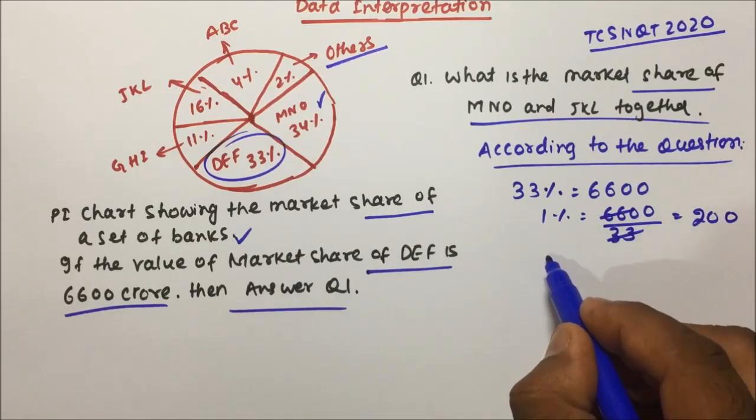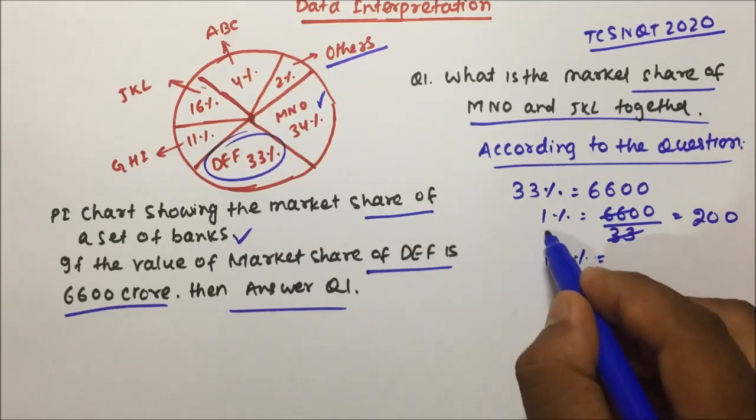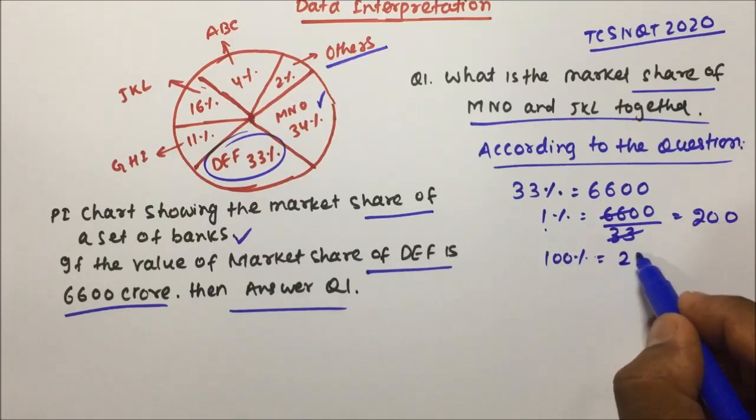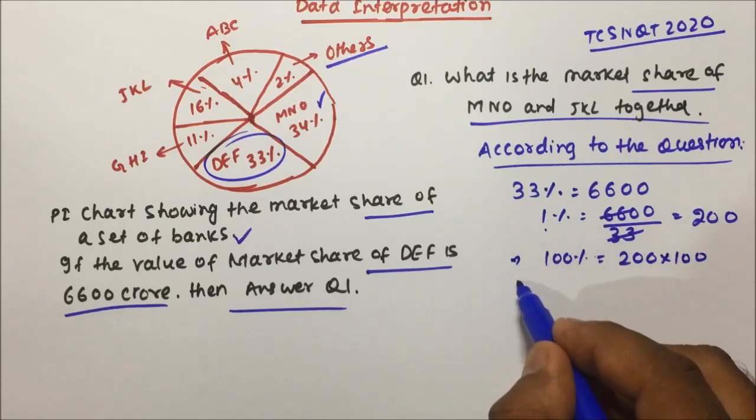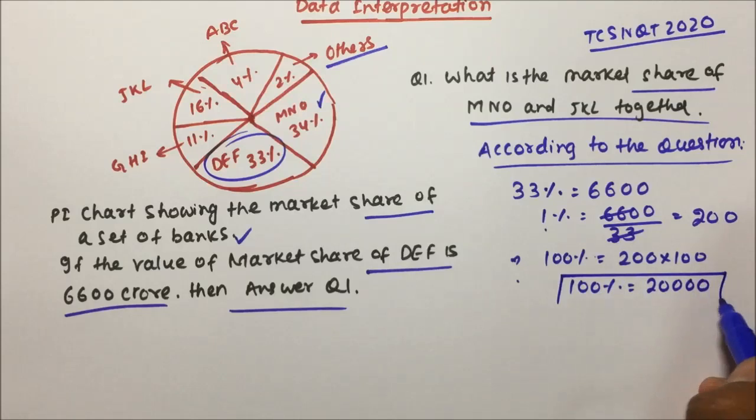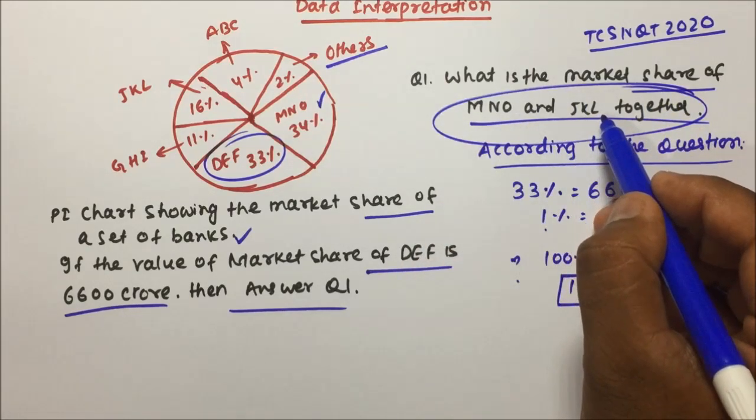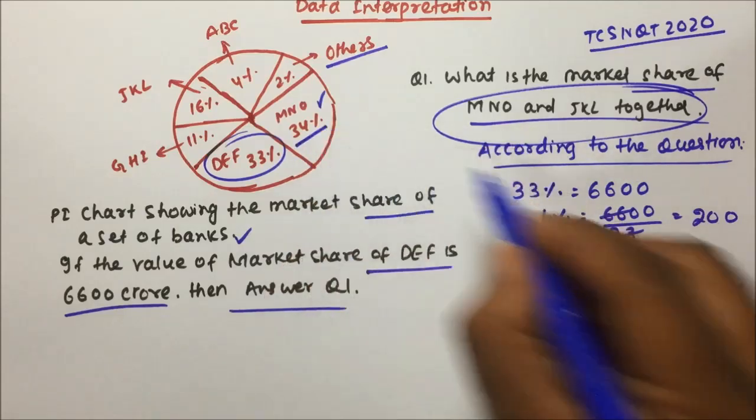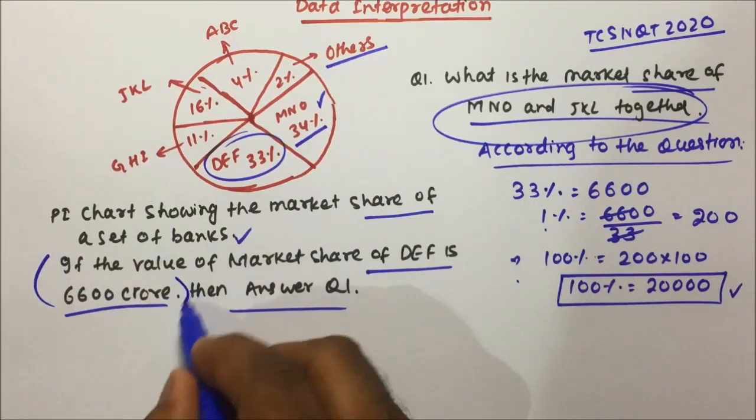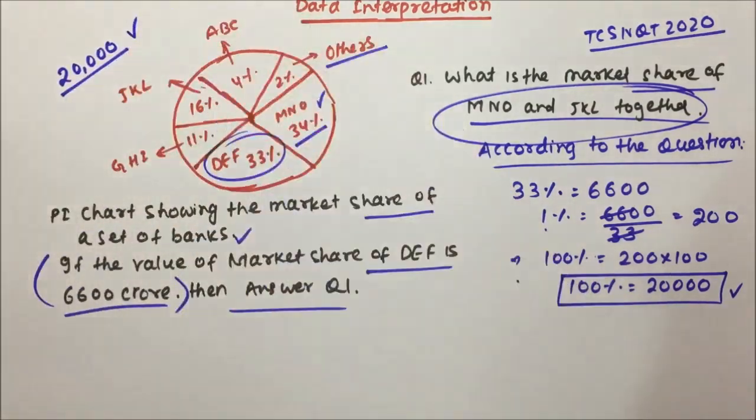Now if you talk about 100%, if you try to calculate the total market share, you are multiplying by 100 on this side, so you have to multiply by 100 on the other side also. So total market share is, friends, 20,000. Total market share is 20,000. Now friends, what you have to calculate? You have to calculate the market share of MNO and JKL together. From the given data, we calculated the total market share, which is nothing but 20,000.